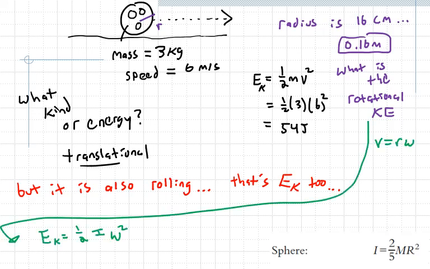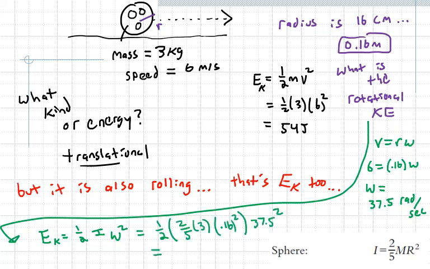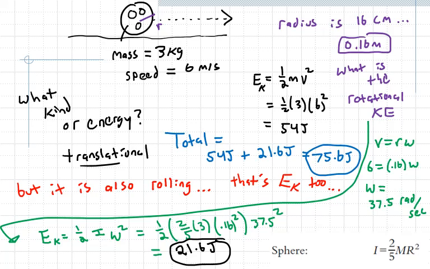Okay, so 1/2 I omega squared. We're going to have to get the angular speed, so v equals r omega. And the angular speed is 37.5 radians per second. Here's that right here, and we have the radius. We have the mass, and 2/5 mr squared should get 21.6 joules. So the total amount of energy of it rolling and translating is 75.6 joules.